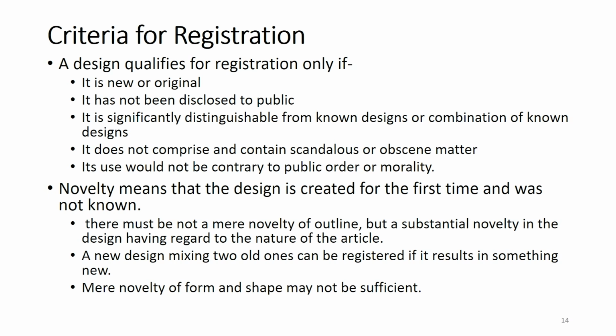What are the criteria for registration of an industrial design? A design qualifies for registration only if it is either new or original. It has not been disclosed. We will see what we mean by disclosure to public. It is distinctive in the sense that it is significantly distinguishable from known designs or combination of known designs. It must not contain scandalous or obscene matter. It must not be contrary to public order morality.